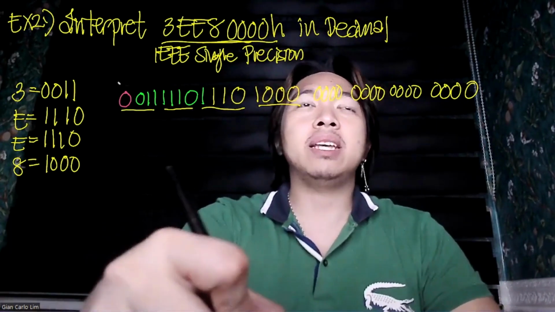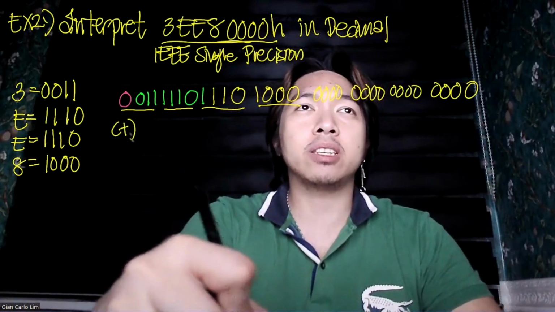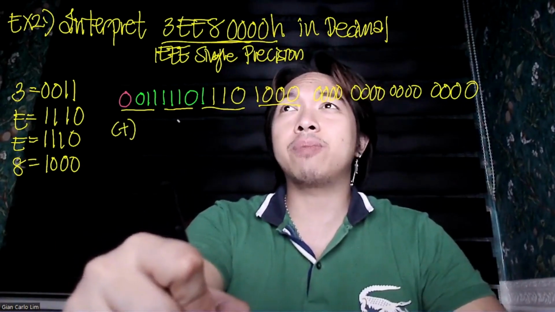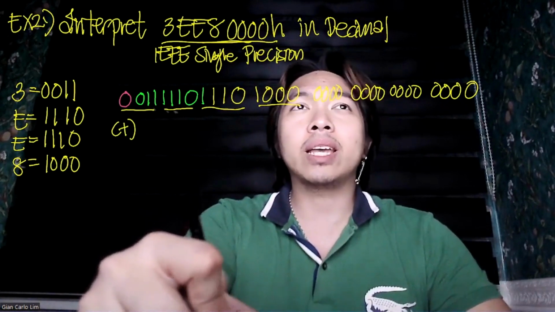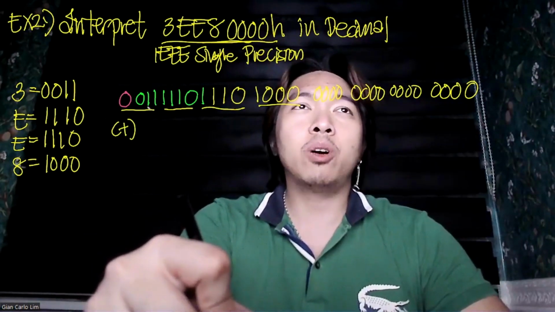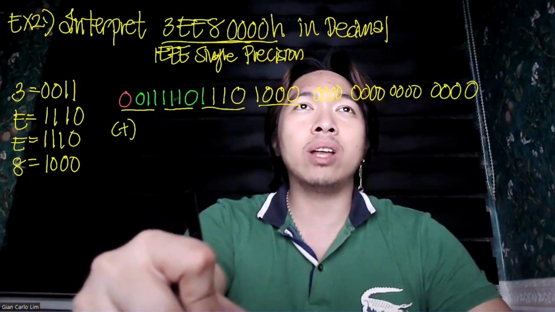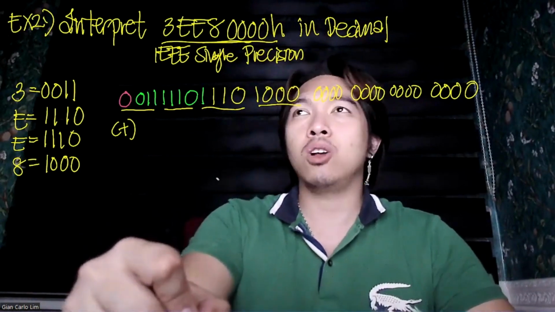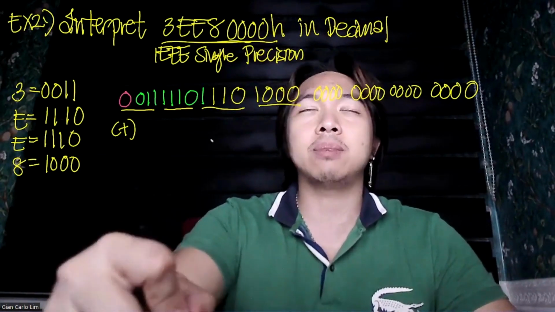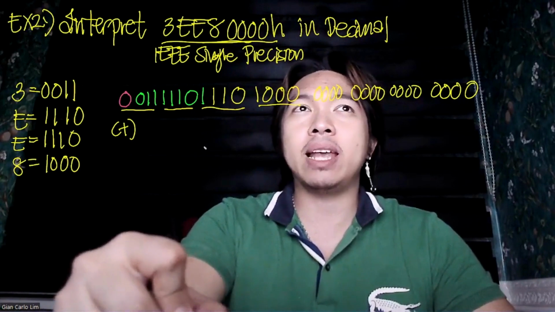So sign bit is 0. So therefore, this is positive, just like what we did with the previous example. Okay, so we will get the exponent bit. So exponent bit is 0, 1, 1, 1, 1, 1, 0, 1. Okay, so convert back muna natin siya papunta ng decimal bago natin siya i-denormalize.